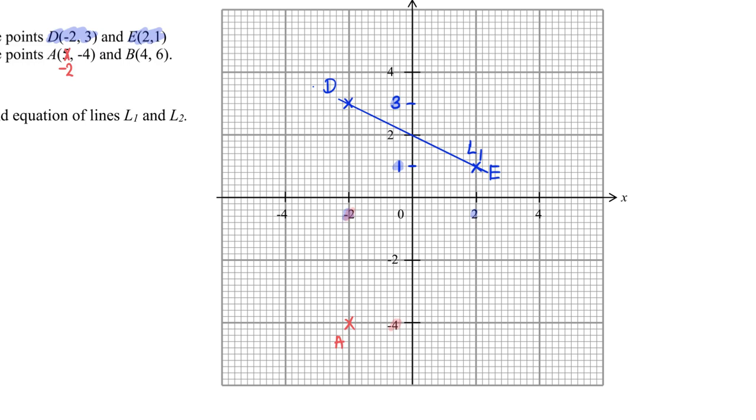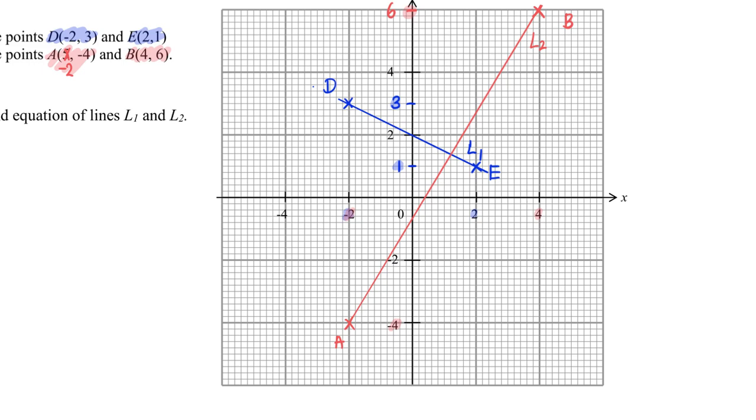And for B, B would be 4 and 6. X is 4. Y is 6. So it is this point here. And I'm going to pull out my ruler and join the points AB now. Alright, and that will be my line 2.